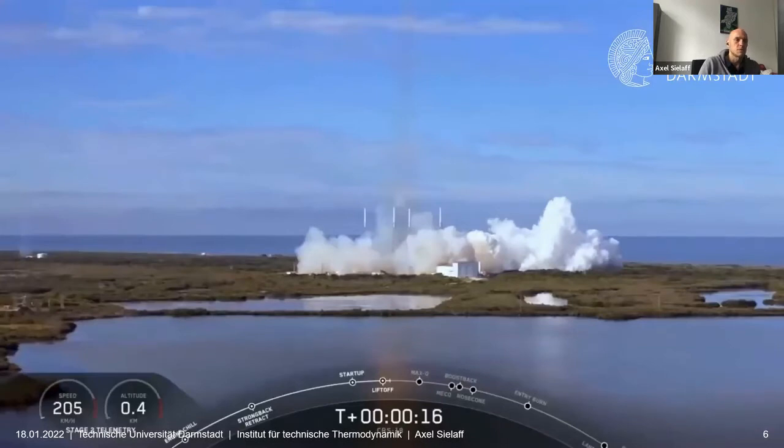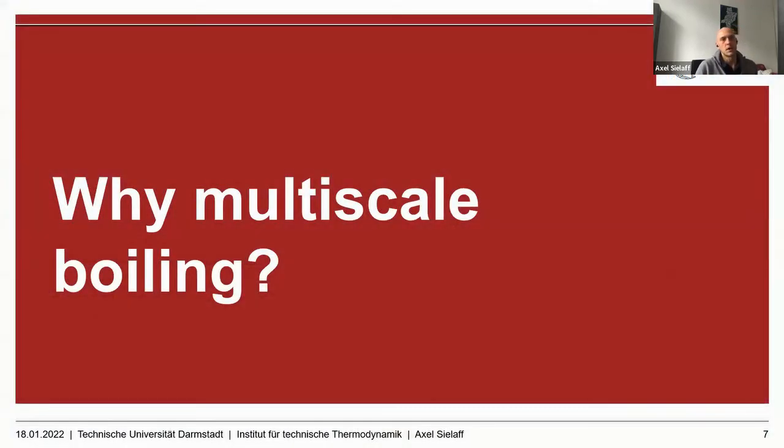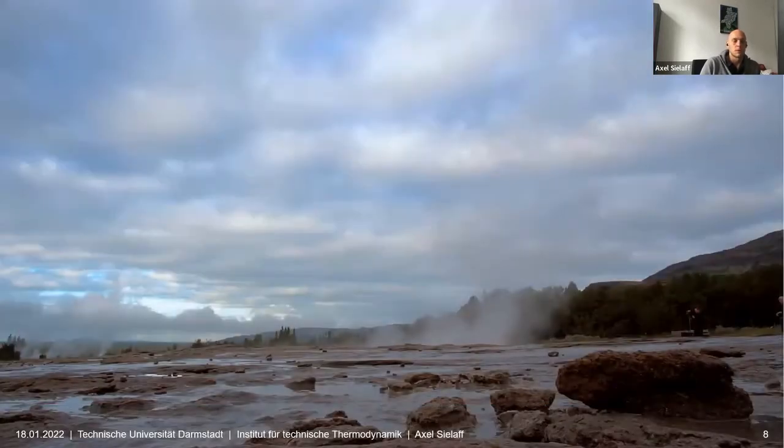What you can see here is our experiment on a Falcon 9 rocket on its way towards the International Space Station on the 25th of July in 2019. Doing such an experiment takes quite a lot of effort and is quite expensive. We have to ask ourselves why we do this, why we do boiling research, why we do multiscale boiling research. Boiling is a process that happens everywhere.